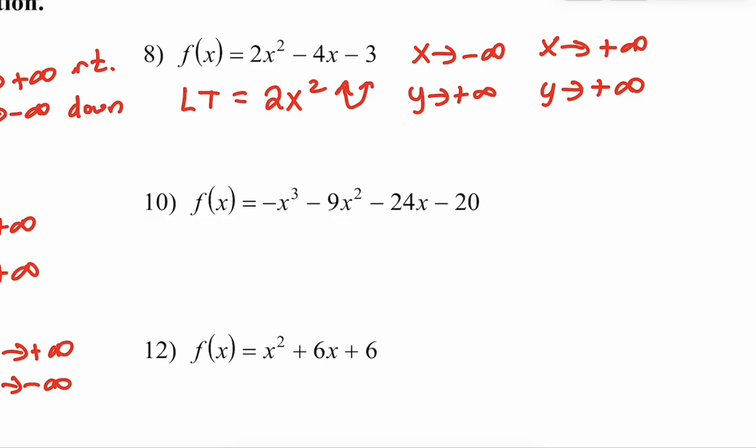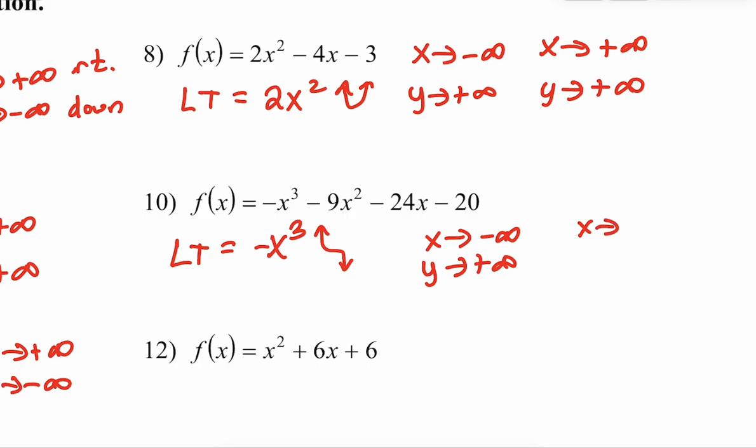Let's do 10. Our lead term is negative x cubed. Looks like a cubic that's been flipped upside down. I looked at the parabola and said the word parabola. As x goes to the left, my y is going up. As x goes to the right, my y is going down.